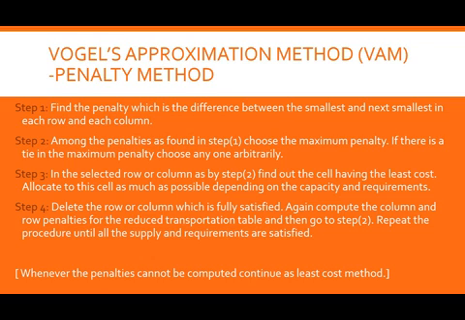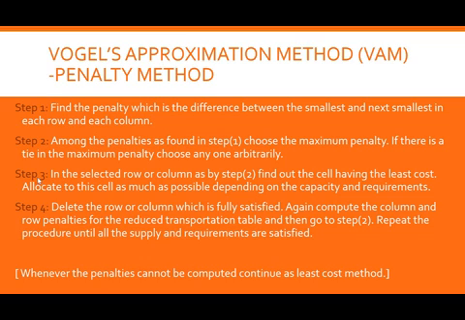Let me say if two rows had the maximum penalty, let me say 5. So row 1 also had 5 as penalty and row 3 also had 5 as penalty. Then what to do? You will randomly pick any one of the rows, right? If there is a tie in the maximum penalty, choose any one arbitrarily.